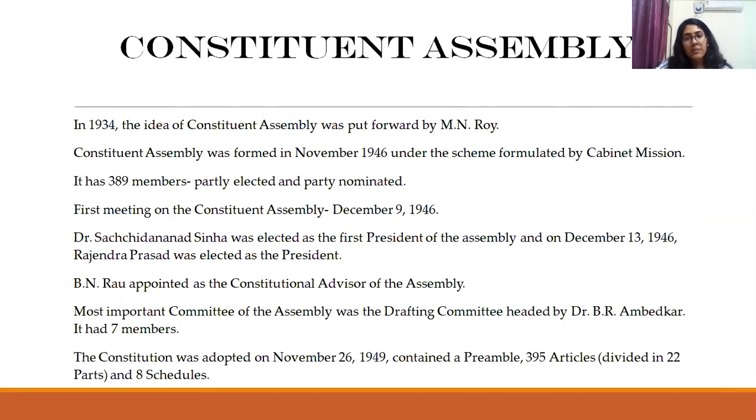Now, the Constituent Assembly, that I have already talked about in my lecture prior to this, how the Constituent Assembly worked and how the Constitution was drafted. So I don't think there is any need to get into the details. Here you can see the last line: the Constitution was adopted on 26th November 1949, which contained a preamble, 395 articles, divided into 22 parts and 8 schedules. This has obviously changed, so you can remember it through this.